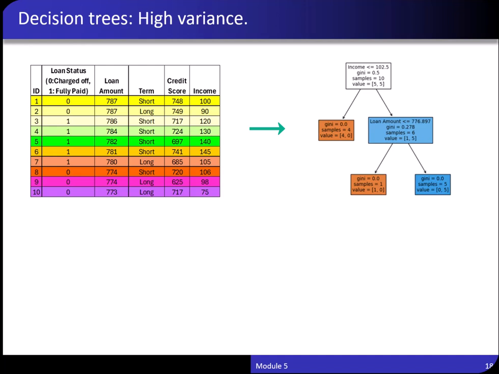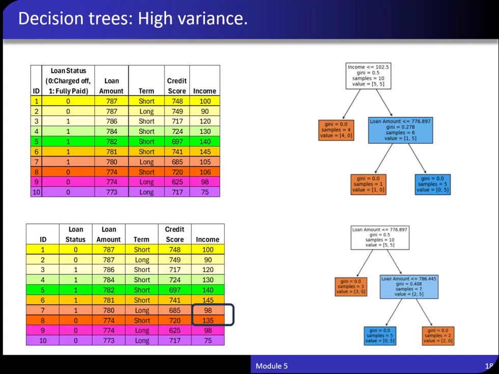So this is my tree produced by Python. But let me illustrate this instability problem. Assume that I changed the data sets very slightly. So I changed only the income of the 7th and the 8th customer. As you can see, I have a totally different tree.